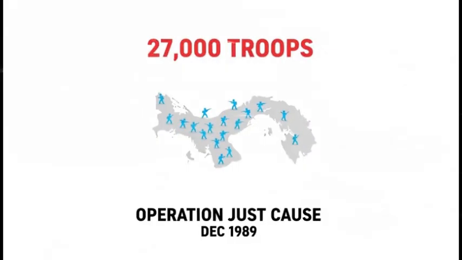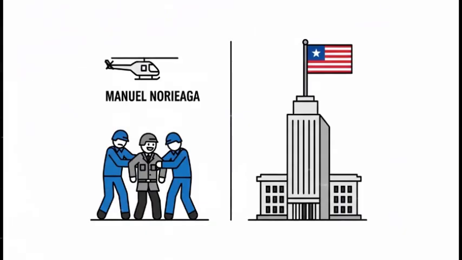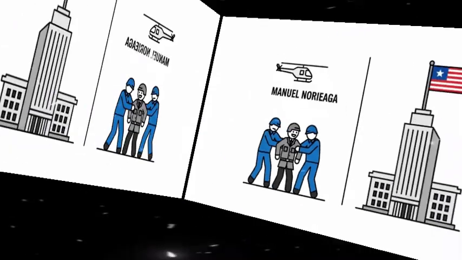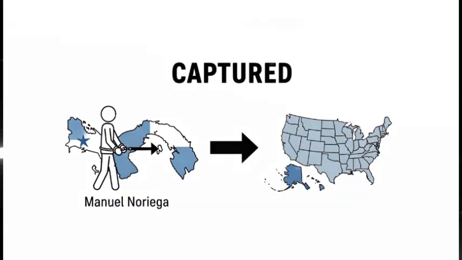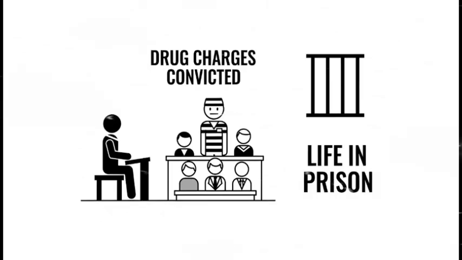In December 1989, the United States invaded Panama with over 27,000 troops. The operation was called Just Cause. The goal was to capture Noriega and install a new government. The fighting lasted a few weeks. Noriega was captured and brought to the United States to stand trial. He was convicted on drug charges and spent the rest of his life in prison.